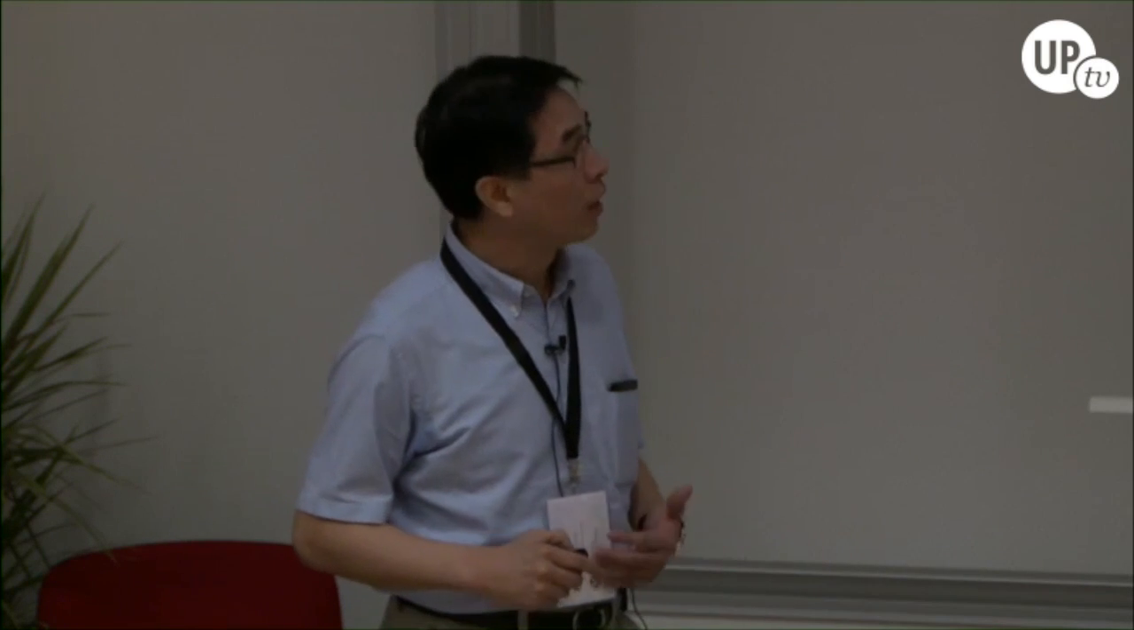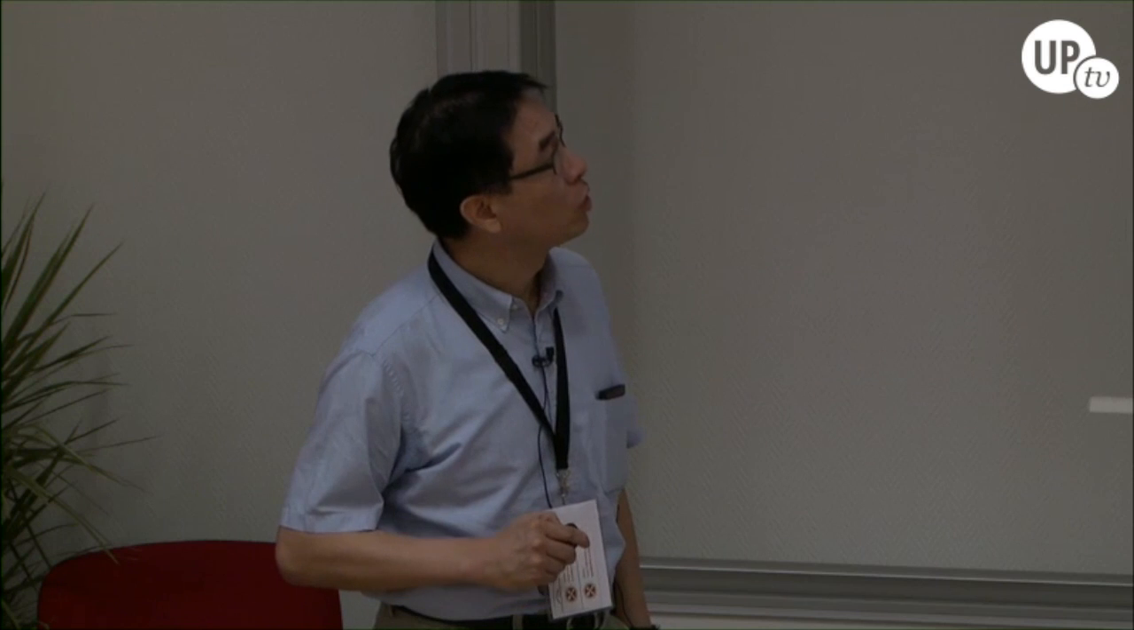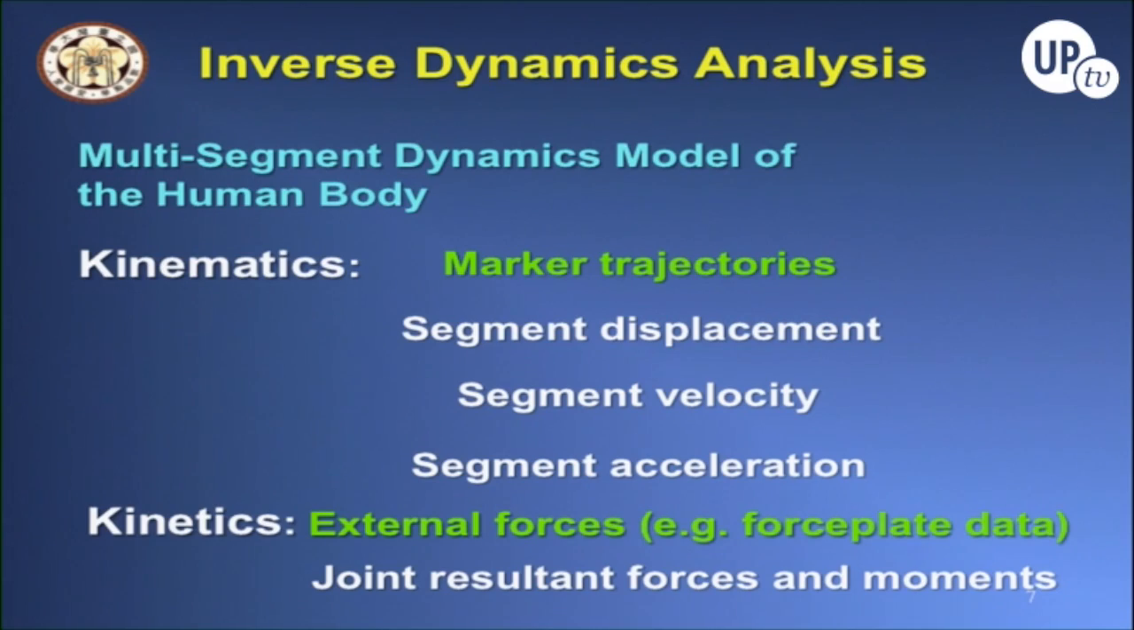In human motion analysis, another example is the inverse dynamics analysis, where we measure marker trajectories. We measure external forces from force plates, for example, and then we can use a multi-body dynamic model of the body to calculate displacements, velocities, and accelerations of the body. And together with the external forces, we then calculate the resultant forces and moments at joints.